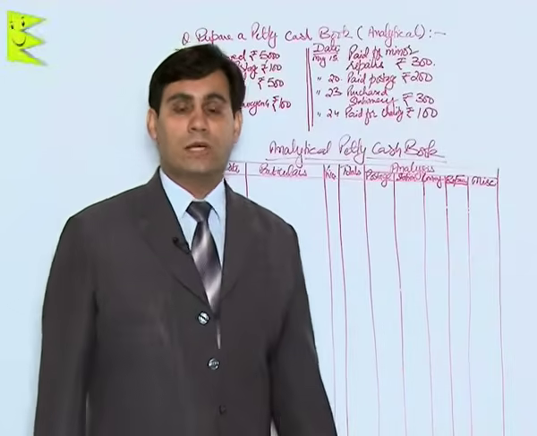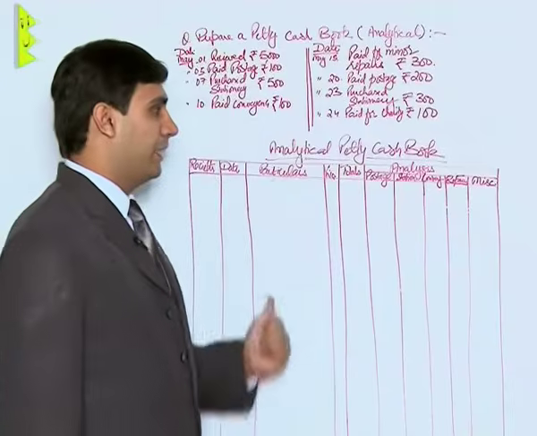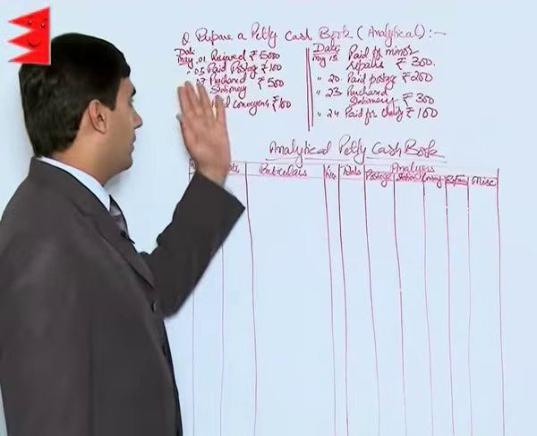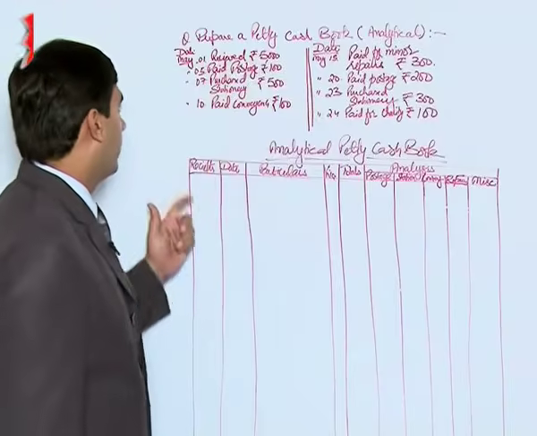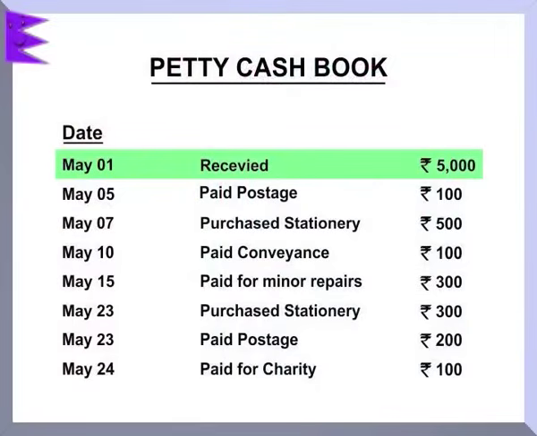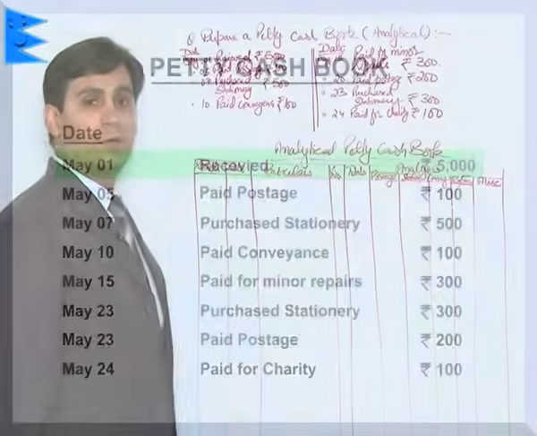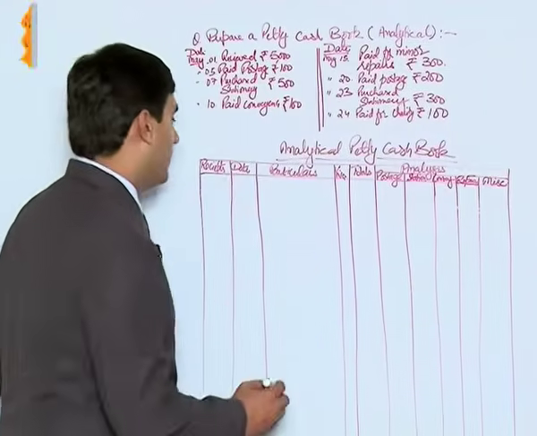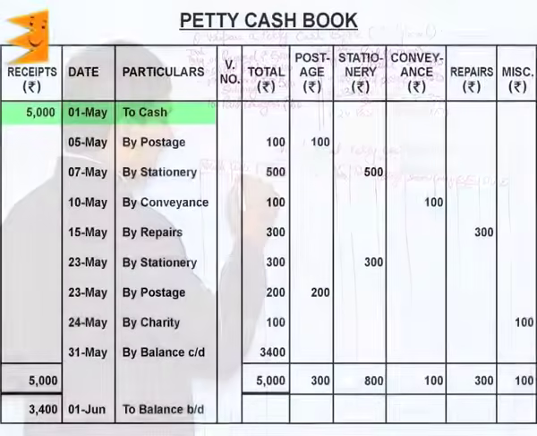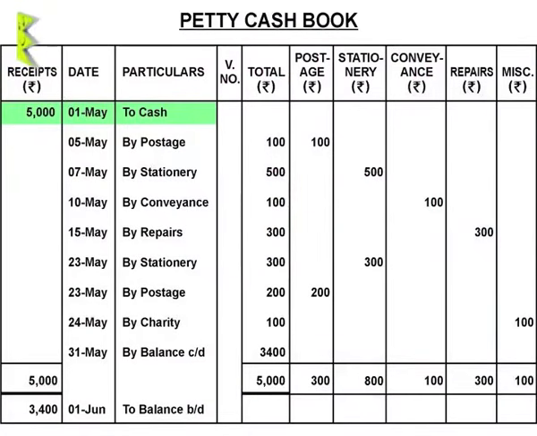So now let us do one question based on analytical petty cash book. Here are some transactions that are mentioned. The first one being on 1st May received rupees 5,000. That means the petty cashier has received an imprest payment of rupees 5,000 from the head cashier. Since he has received it, it would be May 1st to cash, and the entry would be made in the receipts column, that is rupees 5,000.